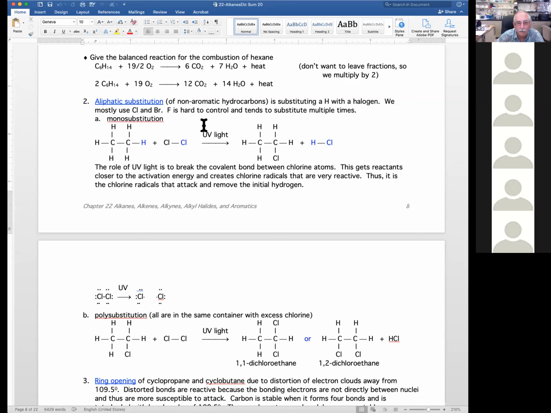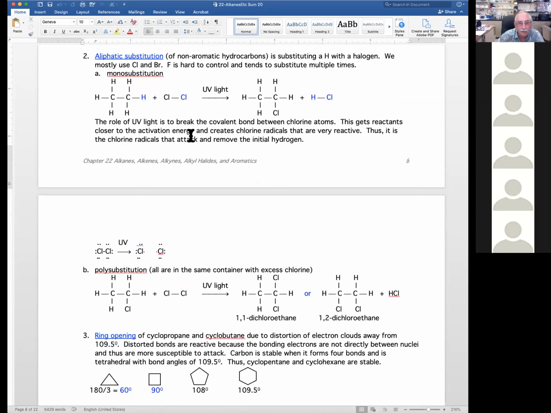So you might be wondering, what is the reaction mechanism here? What does the UV light do? The role of the UV light is to break this bond right here. So here's what the UV does. It breaks the bonds. So in the presence of the UV light, it's not really the Cl2 that's pulling off the hydrogen. It's the chlorine radical that pulls off the hydrogen. So it's a free radical reaction, and we don't care about the reaction mechanism in this class.